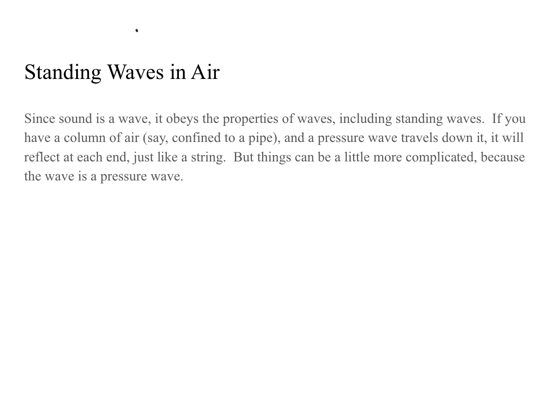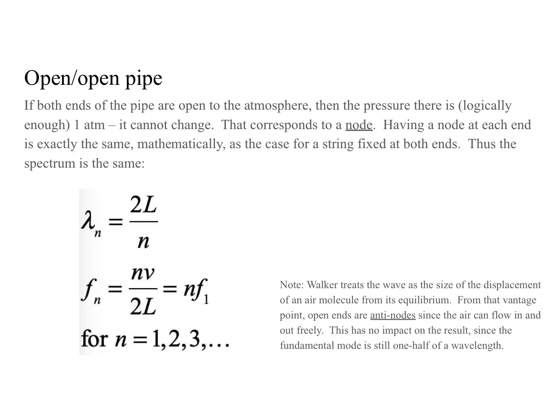If you have a column of air, say confined to a pipe, and a pressure wave travels down it, it will reflect at each end just like a string. But things can be a little more complicated because the wave is a pressure wave. If both ends of the pipe are open to the atmosphere, then the pressure there is, logically enough, 1 atmosphere, and it cannot change. That corresponds to a node, because our wave is now going to be our overpressure, how much the pressure exceeds STP.